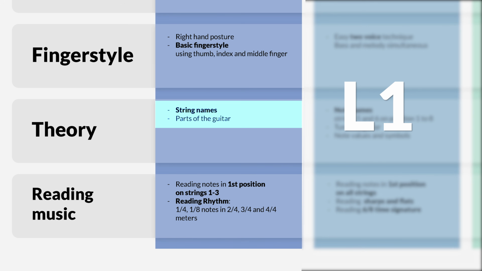It's important that you learn the names of the strings and the functions of the parts of the guitar. Now, in the time that's left, start carefully with sight reading, rhythm and notes. In the first position on the upper 3 strings in quarter and 8th notes in simple time signatures.